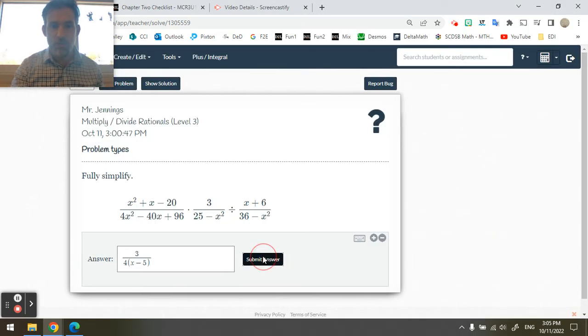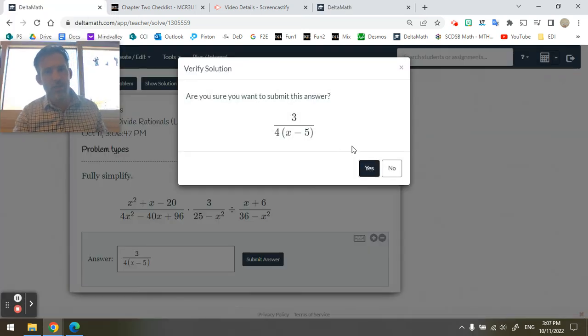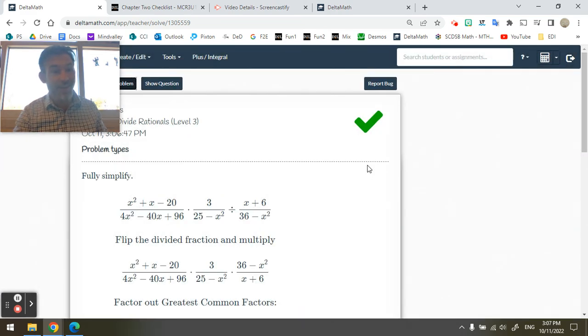I'm holding my breath a bit. Wait, why didn't it go? What's the problem, Delta Math? Okay, I pushed the submit answer button a few times. It didn't work. Let's show the solution. Oh, there's just a problem with my internet, so I'm going to pause. Okay, I've refreshed. Let's see if it works. Yes. Hooray! Yes, I was right. Yay.